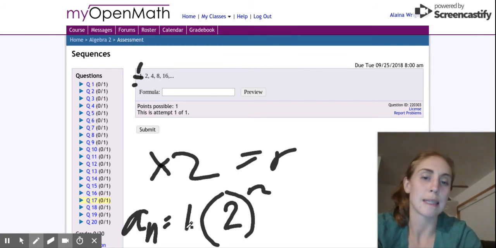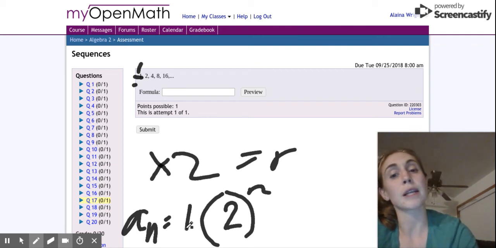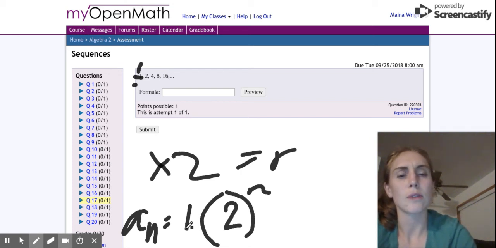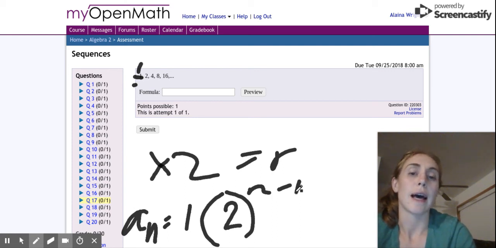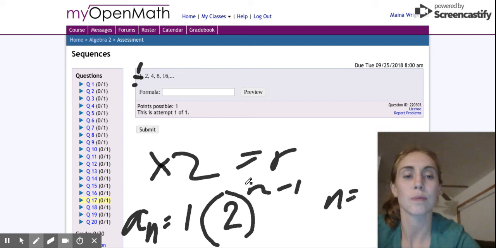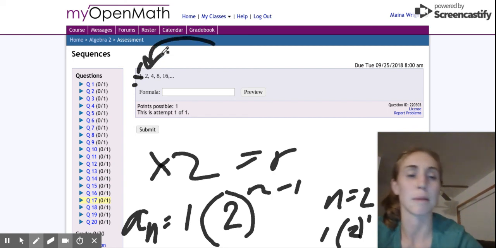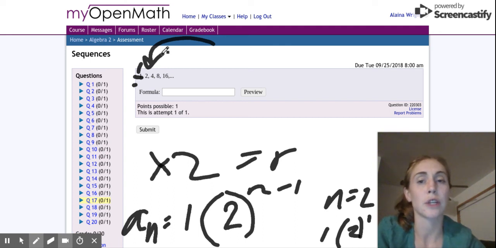But if I replace these n's with a 1, which is what I would do if I'm looking for the first term of the sequence, I'm going to get 1 times 2 to the first power, which is 2, not 1. So I have to subtract 1 from this exponent so that when n is 1, I get 1 times 2 to the 0 power, which is 1. And when n is 2, I get 1 times 2 to the 2 minus 1, or to the first power. That'll give me the result of 2 that I'm looking for. Whenever you write a formula, you should always test it with values that are known.